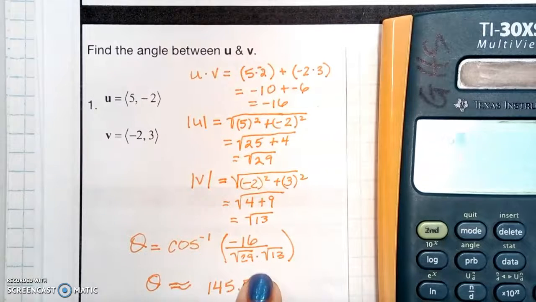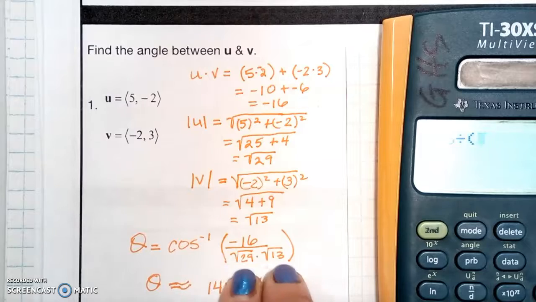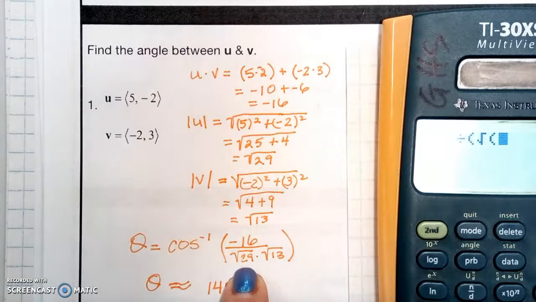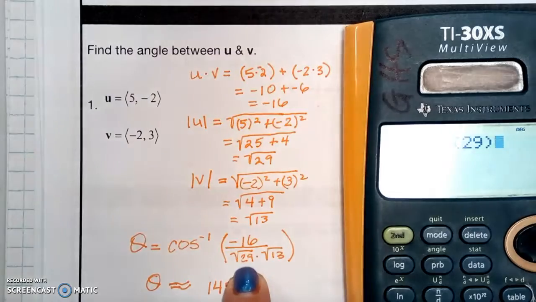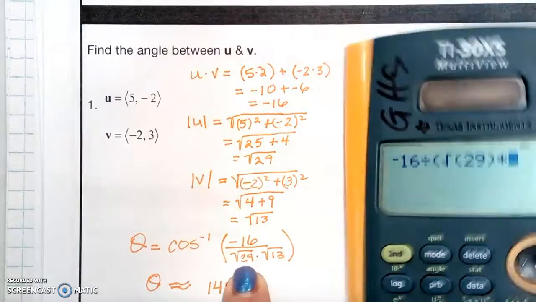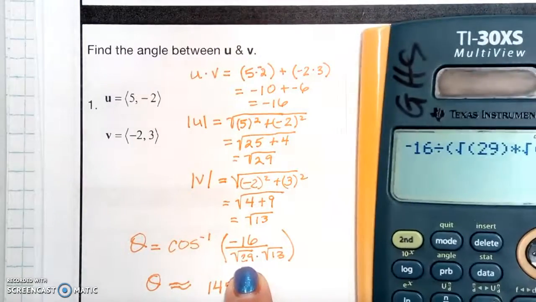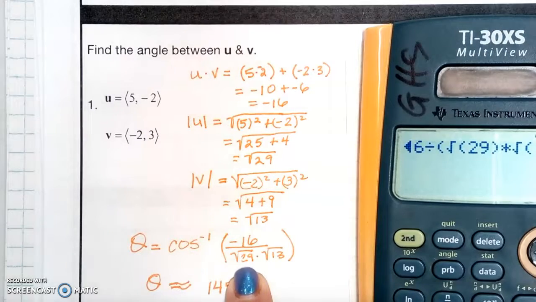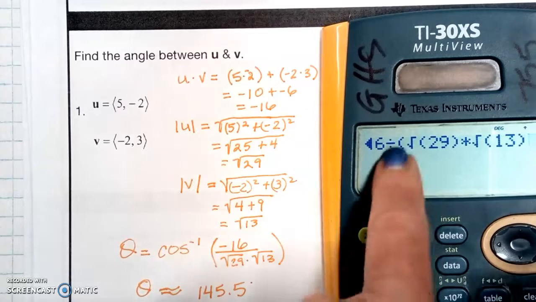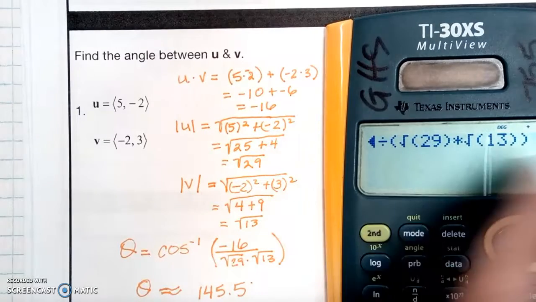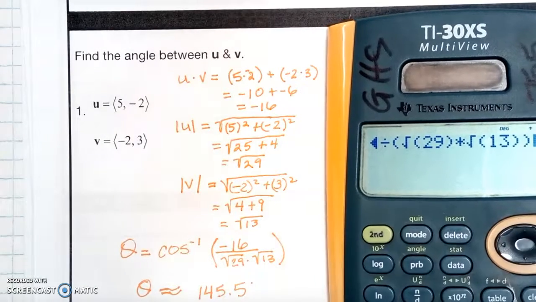So the negative 16 divided, and then I'm going to use the parentheses to type in this whole denominator of the square root of, is that 29? Yeah, 29. And notice what's under that radical is within parentheses, times the square root of 13, and whatever's under that radical is in parentheses. Then I need to end the parentheses of the denominator. So it ends up looking like I have an extra set of parentheses, but I don't.